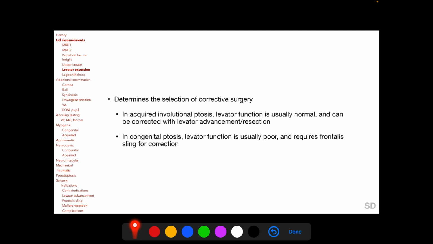And as we have mentioned, upper eyelid excursion determines the selection of corrective surgery in the two most common forms of ptosis. In acquired involutional ptosis, levator function is usually normal or near normal with upper eyelid excursion more than 4 mm, and this form of ptosis can be corrected with levator advancement or resection. In the other common type of ptosis, that is congenital ptosis, levator function is usually poor and levator excursion is less than 4 mm, and this type of ptosis requires frontalis sling for correction.